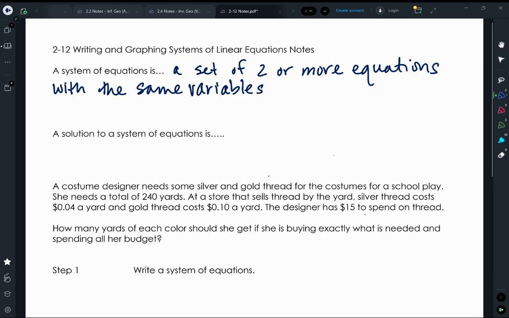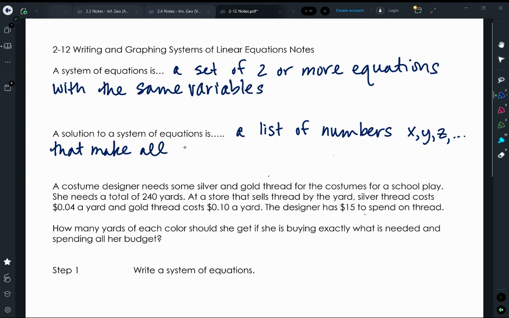How do we write that? A list of numbers, and we're going to say x, y, z, dot, dot, dot, because there could be more than two, that make all the equations true at the same time.